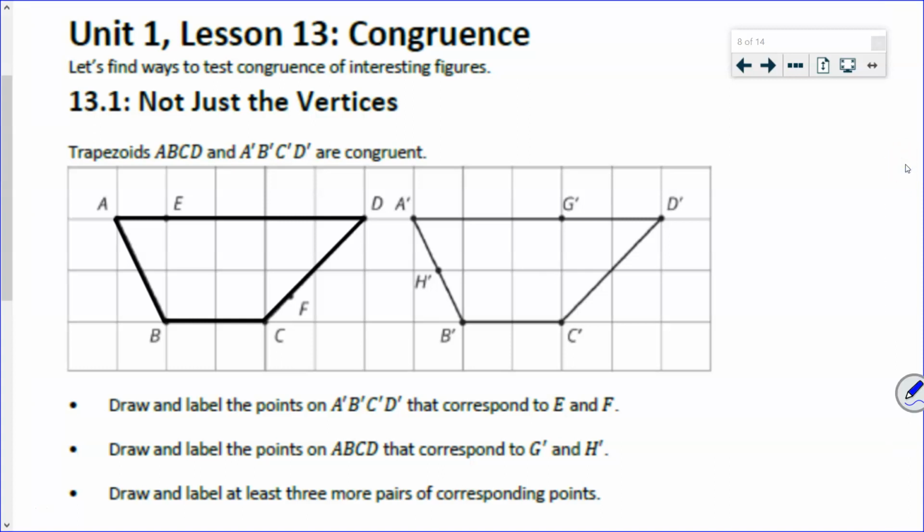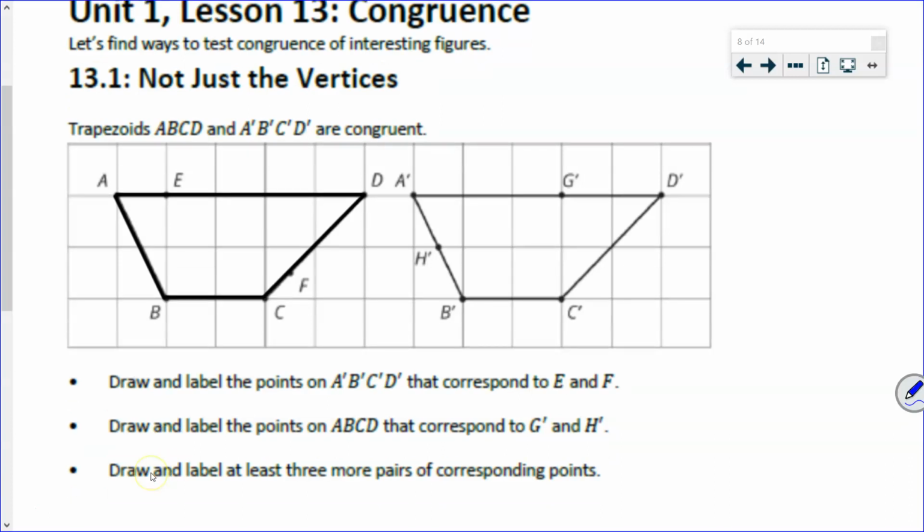So I'm going to ask online learners to pause the video long enough to give them a chance to answer these first 3 bullet points here. We are looking for corresponding points and labeling them to show that they are corresponding. And then you're going to be asked to label 3 of your own. So pause the video until you have that done.